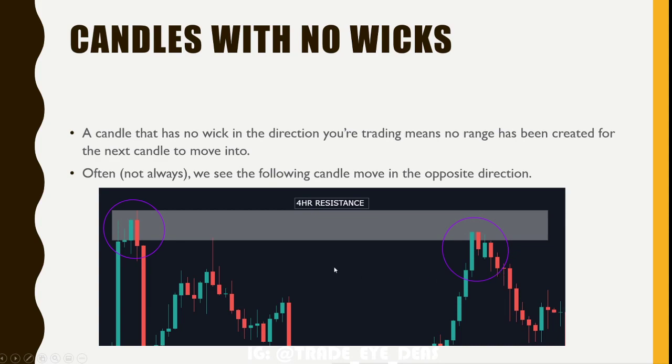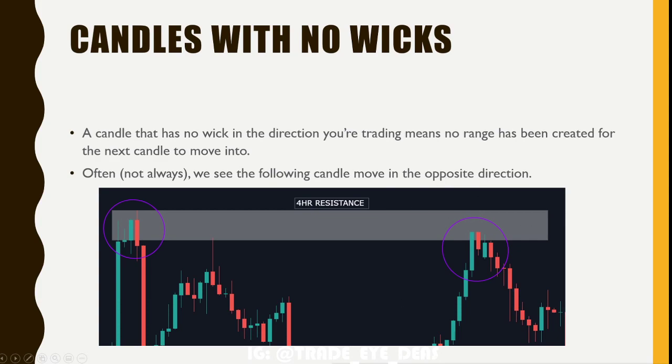So when you're looking at your charts and you're thinking, okay, I want to take a buy, but this bullish candle has got no upper wick, just hold back from entering straight away. Maybe look at a smaller time frame and wait for a few extra confirmations to occur, because like I said, not always, but a lot of the time these candles with no wicks, either the upside or downside, it means that the following candle often moves in the opposite direction.